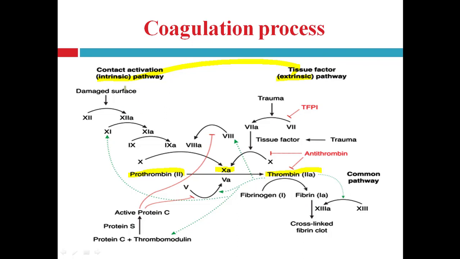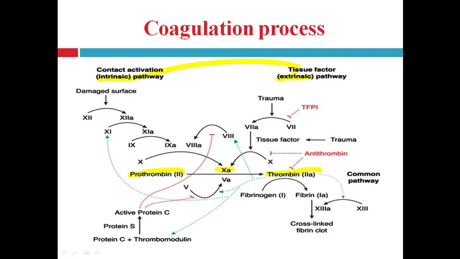On the other side, the intrinsic pathway is slower, 3 to 6 minutes, and it is confined to the circulation. It is triggered by damage to the blood vessel lining, that is the endothelium. This damaged surface of the blood vessels activates factor 12 to 12A. This activated factor 12 then initiates the activation of factor 11 to 11A.